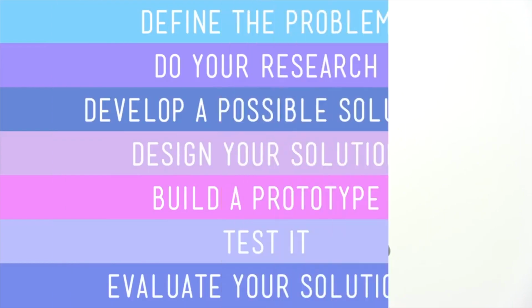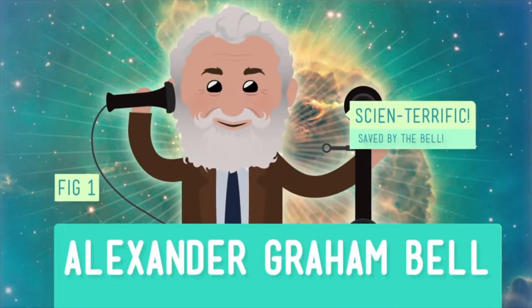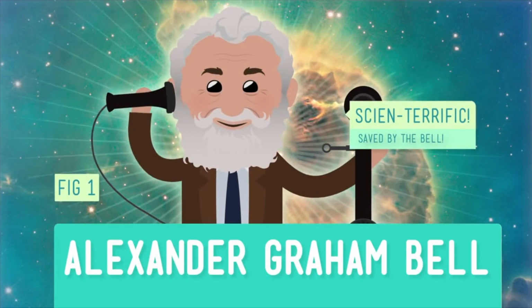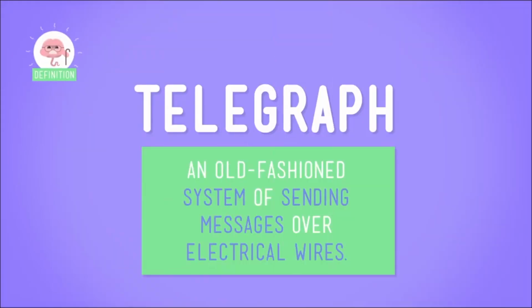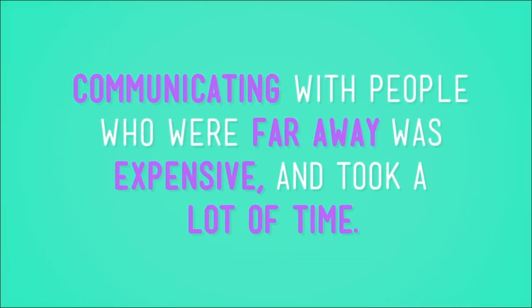Let's go through it step by step and discover how awesome things are made. First thing you gotta do is just define the problem. I mean, before you can solve a problem, you have to figure out what it is, right? For example, back in the 1800s, an engineer named Alexander Graham Bell was trying to come up with a simpler, cheaper way for people to communicate. Back then, the best you could do was a telegraph, which was an old-fashioned system of sending messages over electrical wires. Bell identified his problem. Communicating with people who were far away was expensive and took a lot of time. So his invention, or solution to this problem, was something you may have heard of: the telephone.